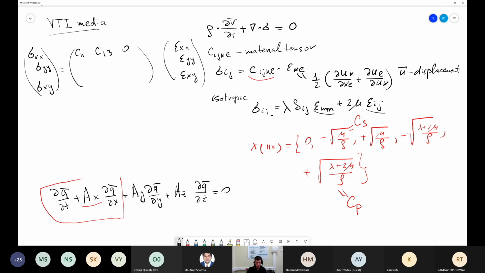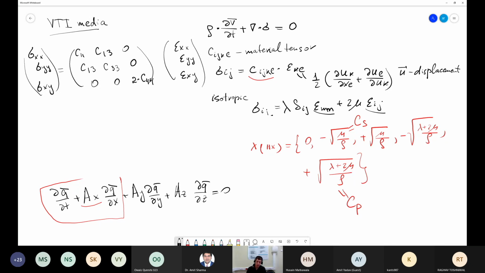C13, 0. C13 the same as here. C33 and 0. 0, 0, and here I put 2 multiplied by the next coefficient, C44.